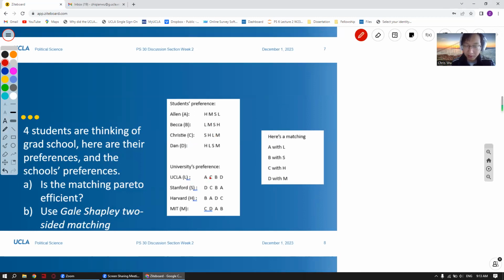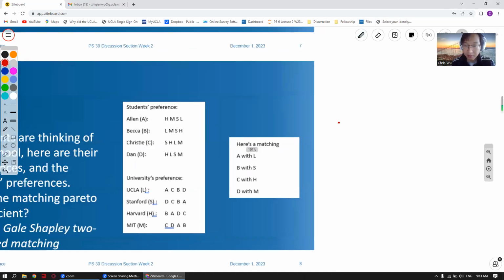Well, first of all, we list out the potential receivers, which are L, S, H, and M, right? And for the people applying to them, we pick their first favorite outcome and list them underneath. So A is applying to Harvard, B is applying to LA, C is applying to Stanford, and D is applying to Harvard as well, right? So this is their first choice. But unfortunately, they can't all get their first choice, right? That should be D, not H.